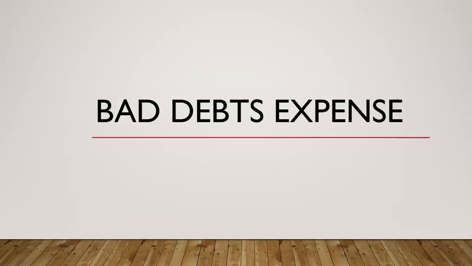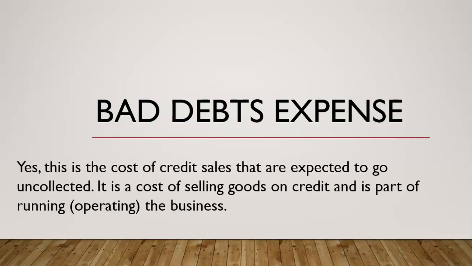Next item up is bad debts expense. Again, pause here if you want to take a moment to think about it. Bad debts expense is an operating item. It's the cost of selling to our customers on credit and knowing that some of those credit sales are never going to be collected in cash. It is a necessary part of running our operations, assuming that we do choose to allow our customers to buy on credit.